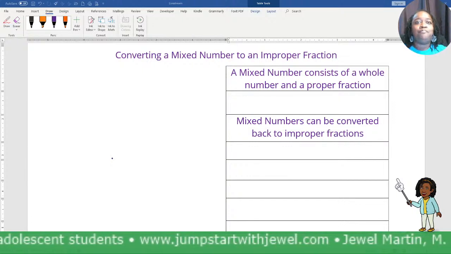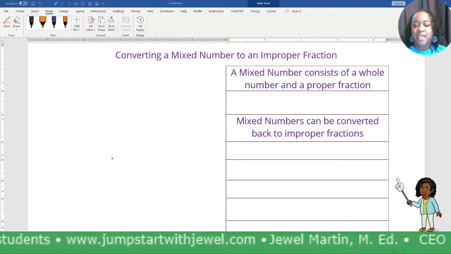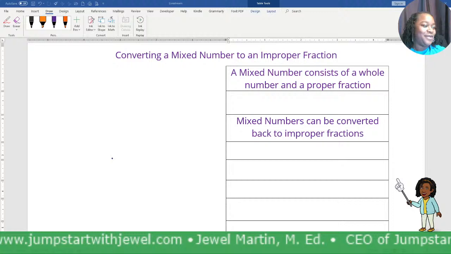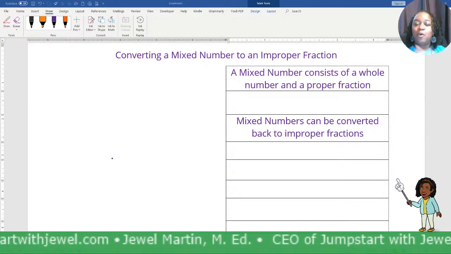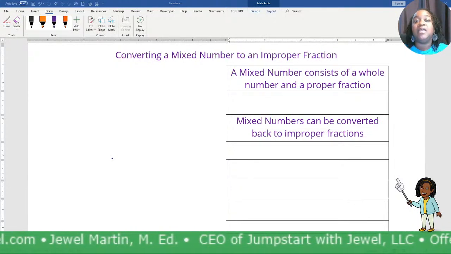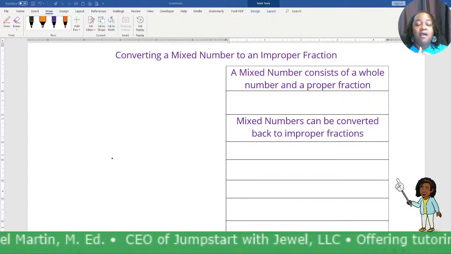Fractions can be very, I don't want to say challenging, but it can be in-depth. It can be a lot. And so what I usually do is just take my time and go through the topics so that my students are able to fully understand what they're doing.